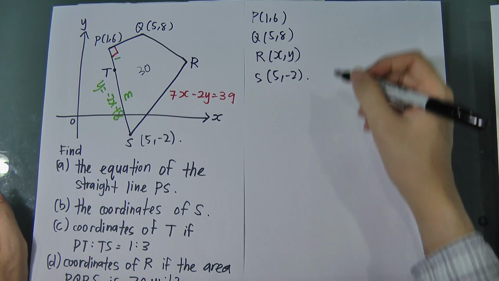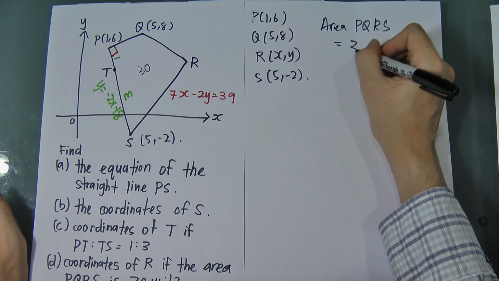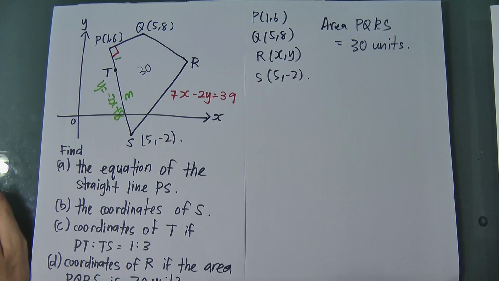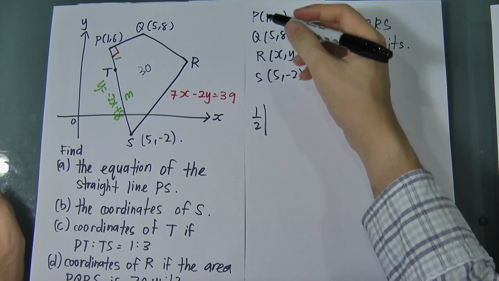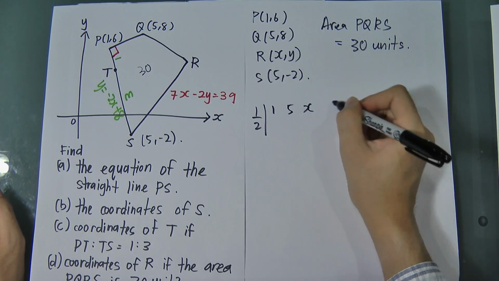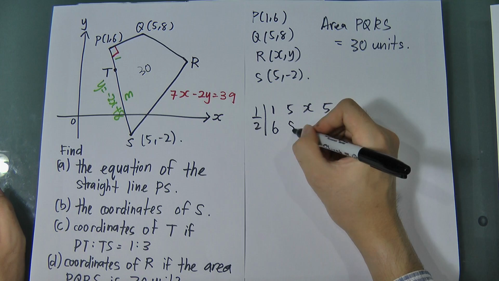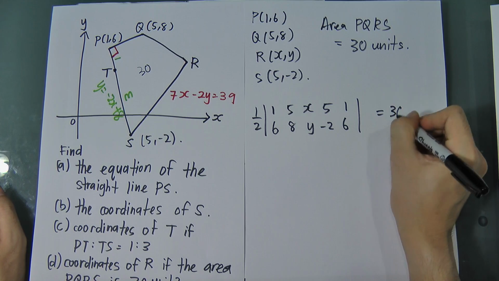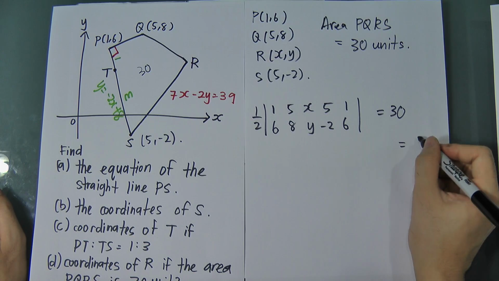Alright, and then he gives us the area for PQRS, which equals 30 unit square. When I see area, I know I have to use the area formula. The area formula is simple: 1 over 2, and then you write all the x, repeating the first one. So you've got 1, 5, x, 5, repeat the first one, 1. And then y: 6, 8, y, negative 2, repeat the first one, 6. This will equal 30. First step, I move the 1 over 2 to the other side, so it becomes multiply by 2, you get 60.